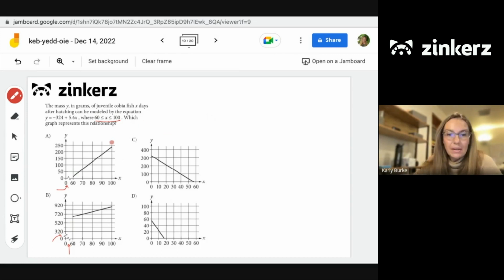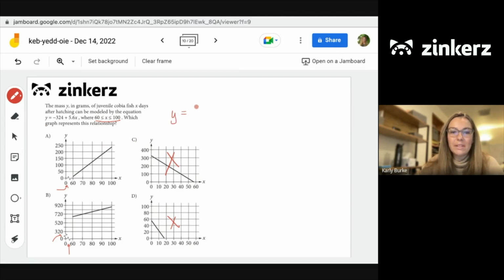So if you take a look at this problem here, first of all, I'm only looking from 60 to 100. So look at C and D. C gives you values from 0 all the way to the high 50s, so I know it's not going to be C. And D gives you X values from 0 to less than 20, so I know it's not going to be D. So I'm down to A and B, which is really nice because now I can just take a look at this.